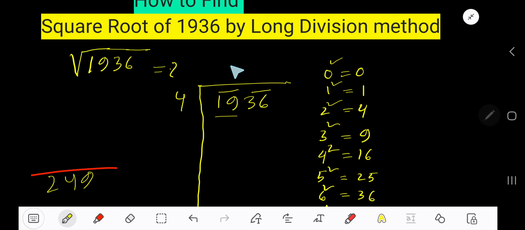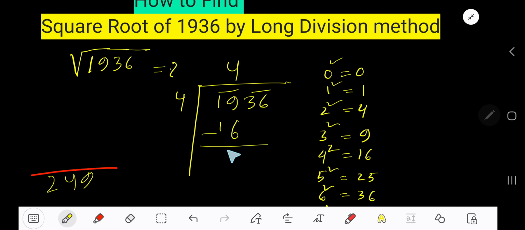So the same digit will come here. 4 times 4, 16. Now subtract. 3. Bring down the next pair.